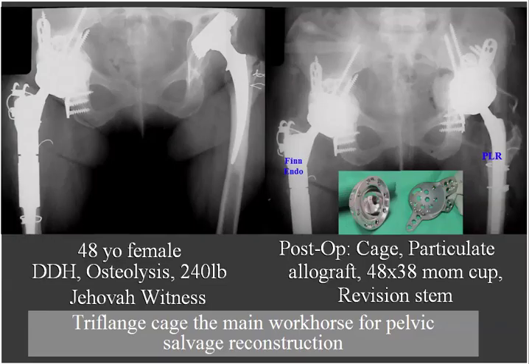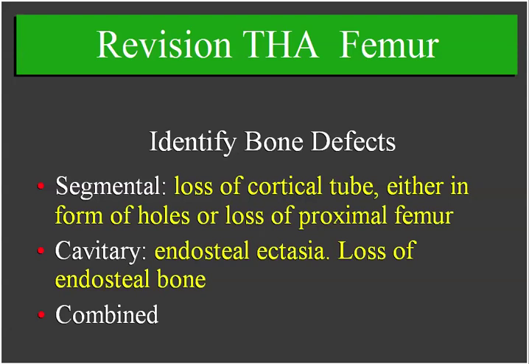So this situation here, left hip, massive osteolysis, protrusio deformity. This was treated with a reconstruction cage and particulate bone graft and a revision stem. On the femoral side, segmental bone losses are usually loss of the cortical tube with holes or loss of the entire proximal femur. Cavitary deficiencies are ectasia, which are dilatations from osteolysis, or a combined defect.